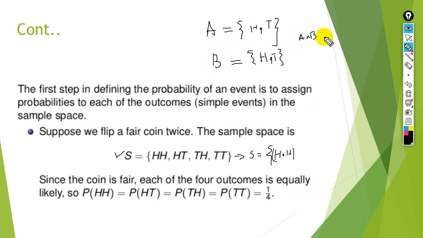So when we are multiplying both of them, how will we multiply this? First H with H, so we should take the Cartesian product.